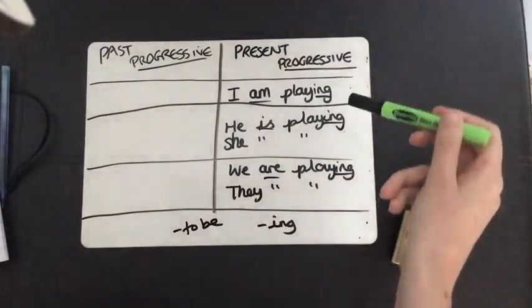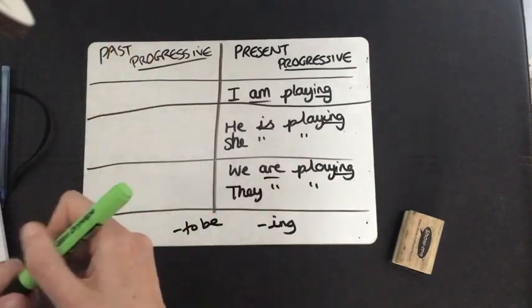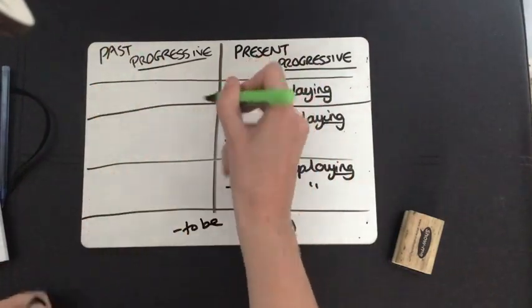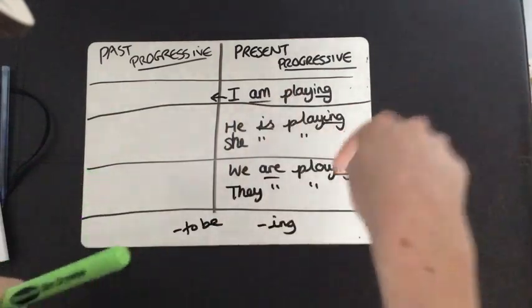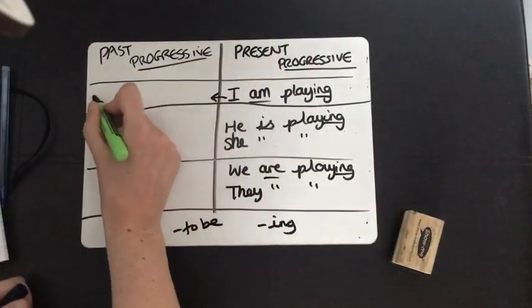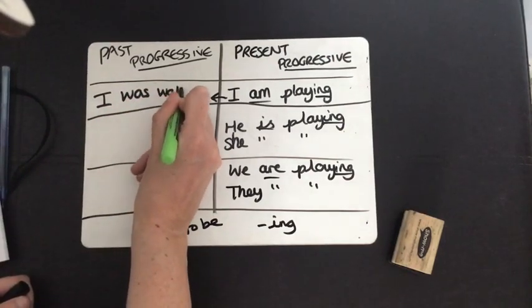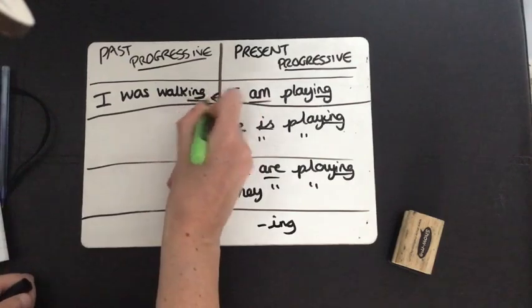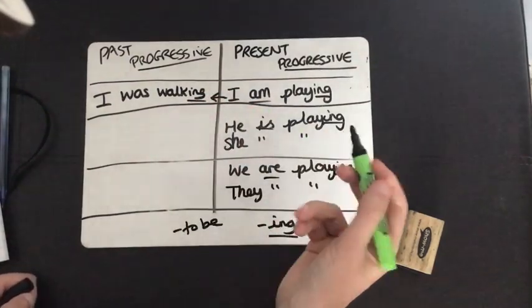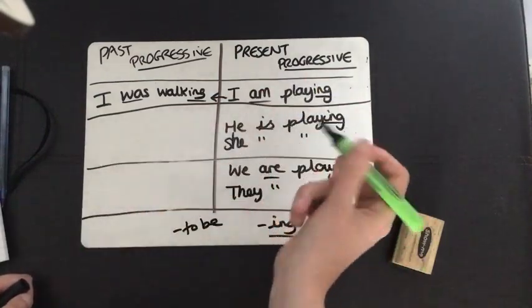Let's have a go now at turning these present progressive sentences into past progressive sentences. So, I am walking. Right now, I am walking. In the past, I was walking. So once again, I've used my ing suffix on my verb, and I've used the verb to be to make it now past tense.